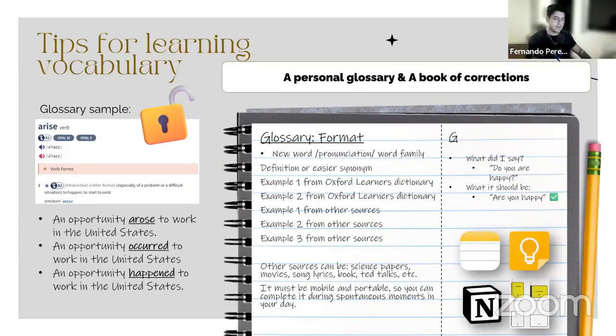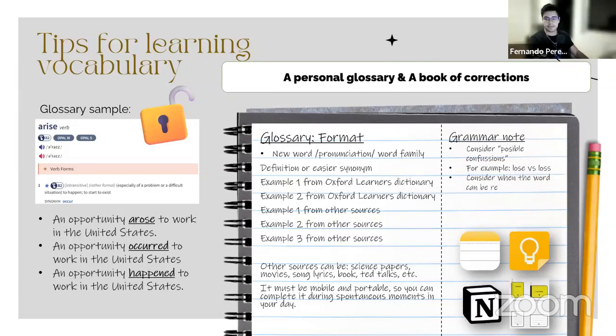We are going to use a grammar note in which you consider possible confusions. For example, the difference between lose versus loss, and give me an example. Consider possible confusions and also consider when the word can be replaced by a phrase instead of a single word.